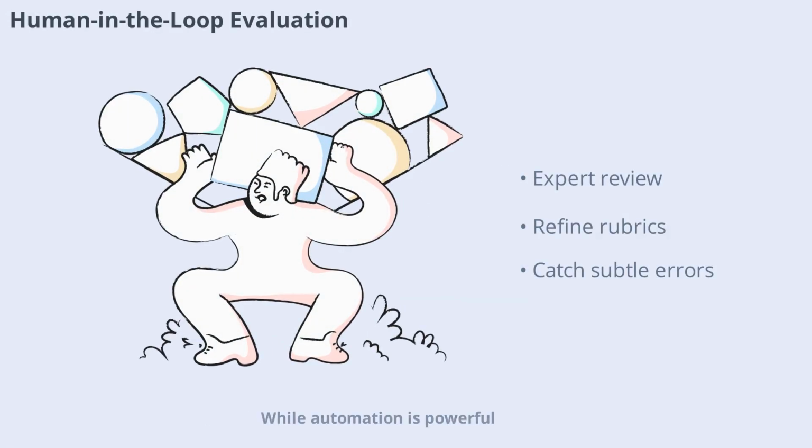While automation is powerful, human-in-the-loop evaluation remains essential for nuanced tasks. Involve domain experts to review outputs, especially for critical applications like healthcare or finance. Their feedback helps refine rubrics, catch subtle errors, and improve overall system reliability.